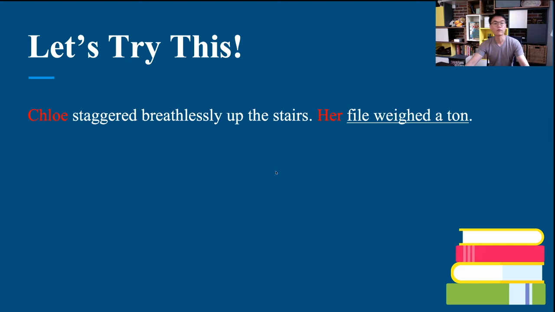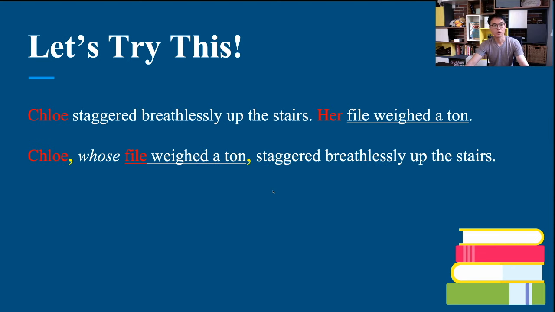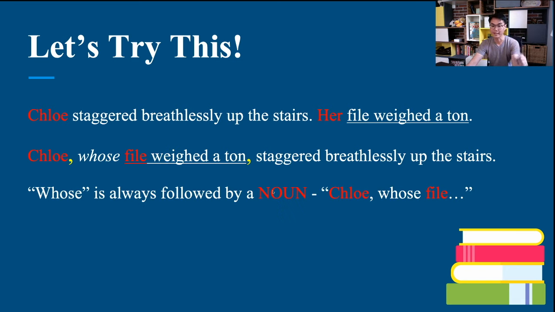So I can already begin by constructing Chloe, comma, so after subject, comma, whose file weighed a ton, right? So whose file. So the word whose replaces her file, right? So I don't need to write her file anymore because whose links Chloe to the file, all right? The file belongs to Chloe. So Chloe, whose file weighed a ton, again, after the additional information, put another comma, that's a bracket, staggered breathlessly up the stairs, okay?